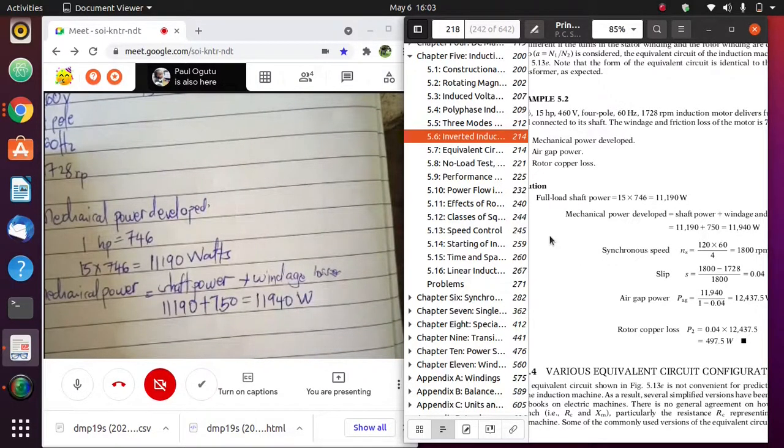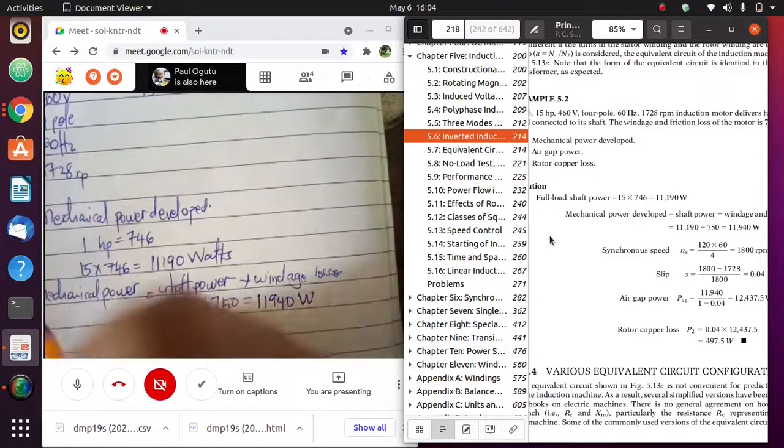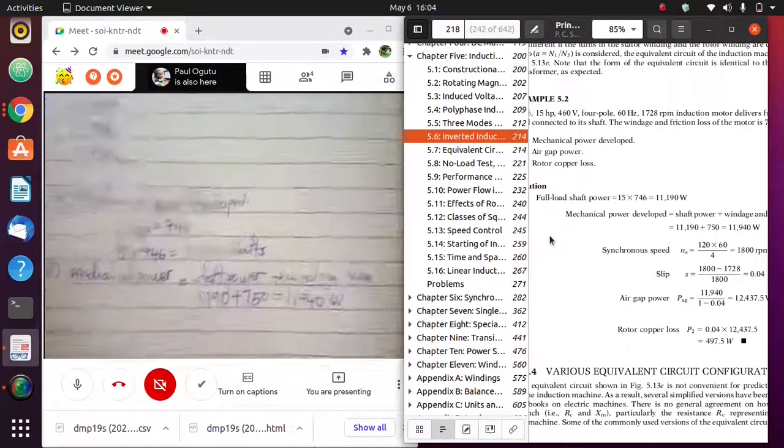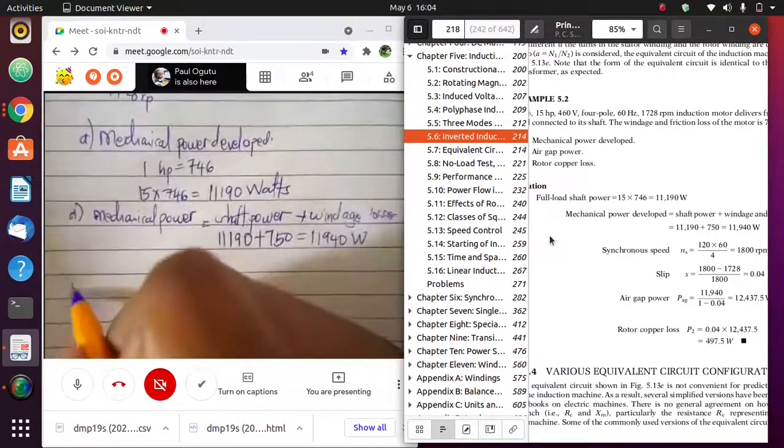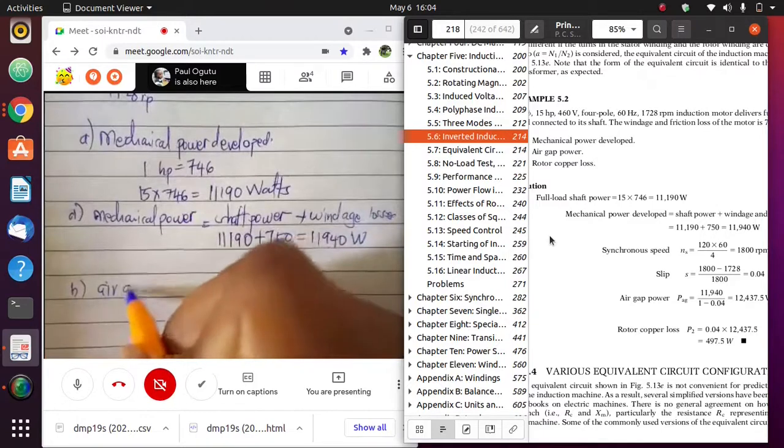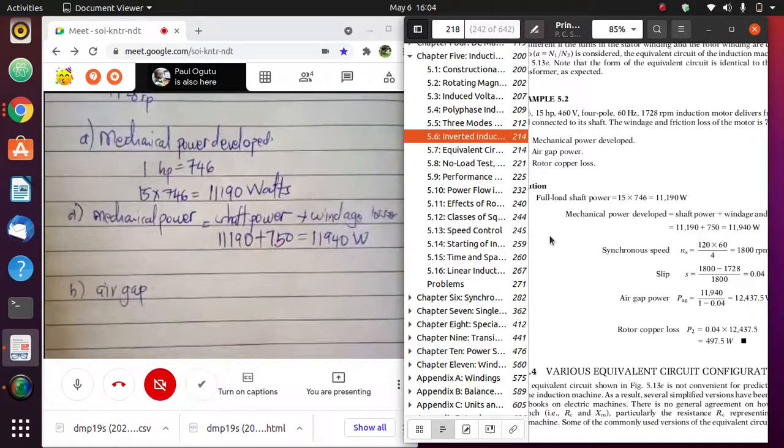There are some questions that will tell you to ignore those losses. There are some that will give you those losses, so you have to include them in your calculation. So you have been able to find the mechanical power developed. Now number 2, the air gap power. How do we determine the air gap power?